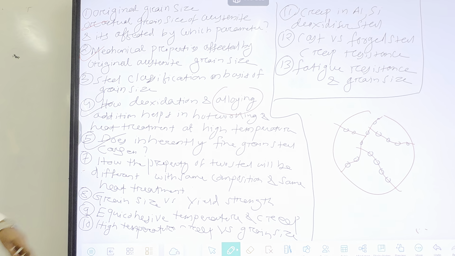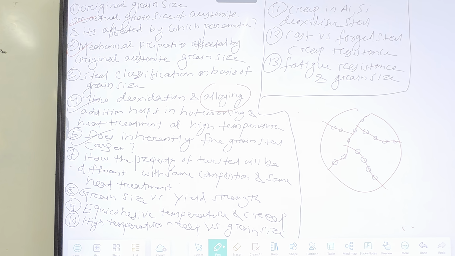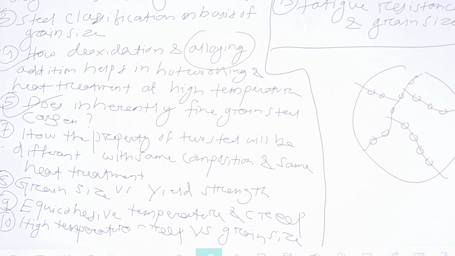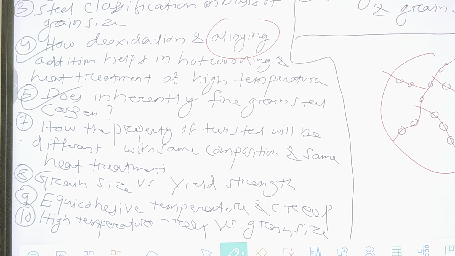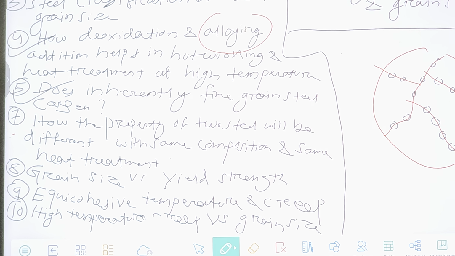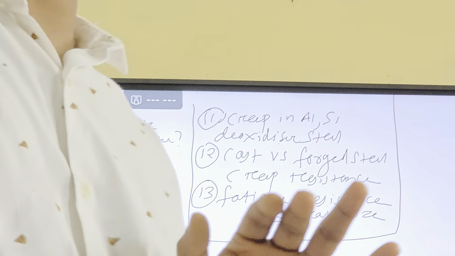This is a question from my side. Now I am telling you. Question number, this is actually 6, but I have written 7 anyway. How will the property of two steels be different with the same composition, same heat treatment? See, don't answer me, just raise your hand please.